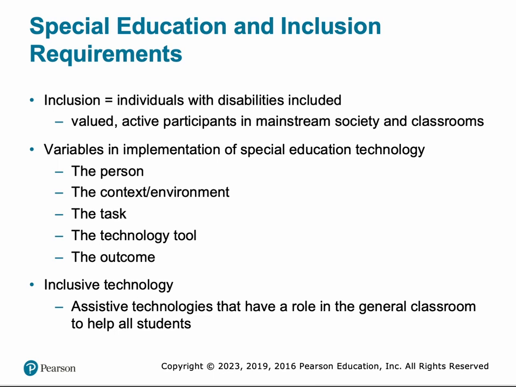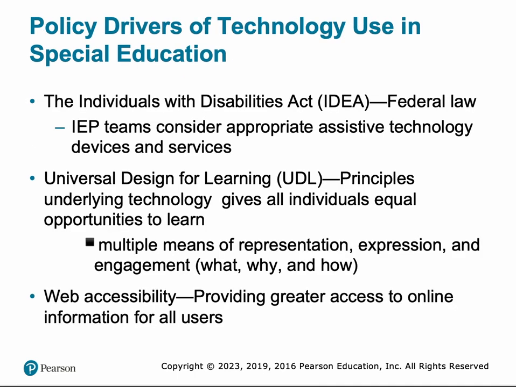Now, there are also variables in implementation of special education technology within different school settings. Sometimes it's due to the person themselves, the individual, the student. Sometimes it's the context or the environment. Sometimes it's the task we're asking them to do or the tool, or the outcome isn't what we hoped for. When we talk about inclusive technologies, these are assistive technologies that can be used in the general education classroom to help all students, whether they have special needs or not.